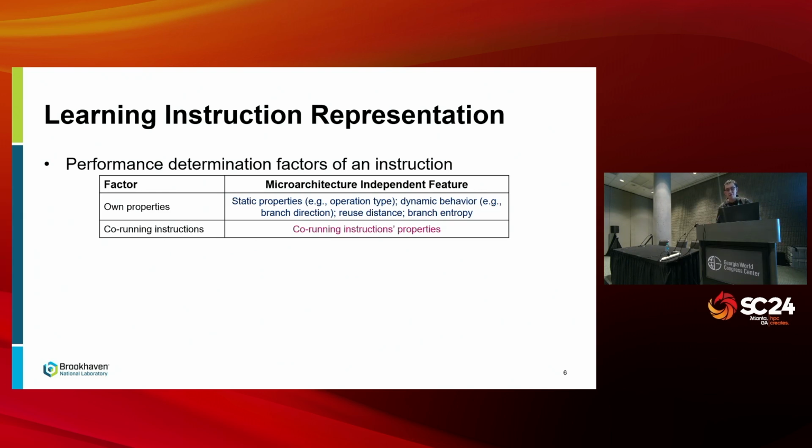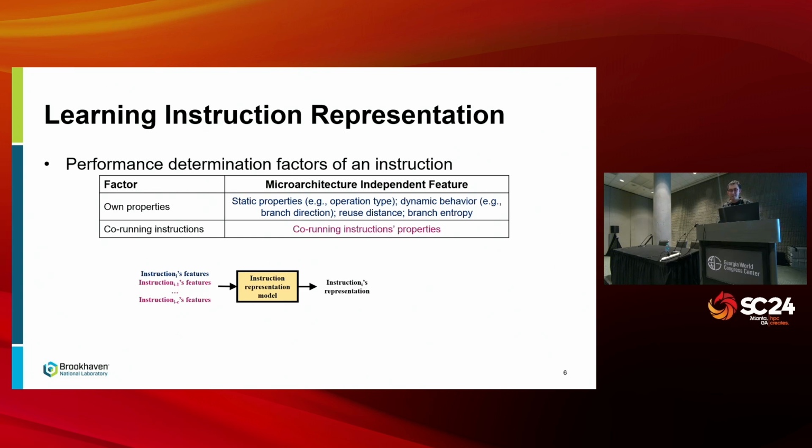That's how we learn the instruction representation. For the input of this model, the performance of an instruction, of course, depends on its own properties, like what kind of operation it does and what kind of memory access behavior it has. But it also depends on other instructions actually running in the processor together. In a modern processor, there are a couple of hundred instructions around this instruction. So when we try to learn the representation of an instruction, we not only use the properties of this single instruction, we also use those of nearby instructions, then learn this instruction's representation.